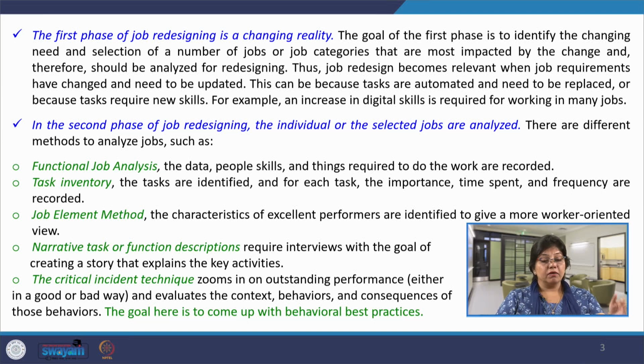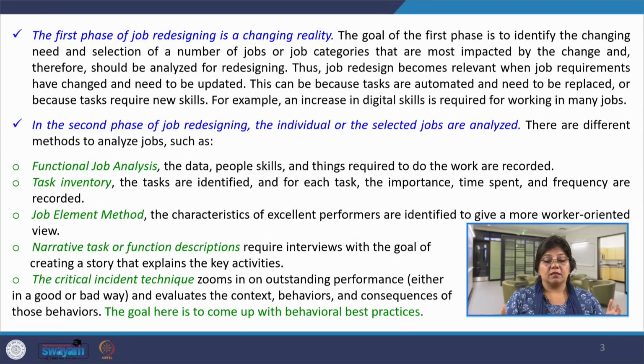The second phase of job redesigning is that the individual or the selected jobs are analyzed. And how are they analyzed? There are certain methods which are required to analyze the job. It is not that we are just perceiving the job from the outer perspective and trying to understand it with our own hunch. No, there is a process which requires analyzing the jobs in a very technical manner.